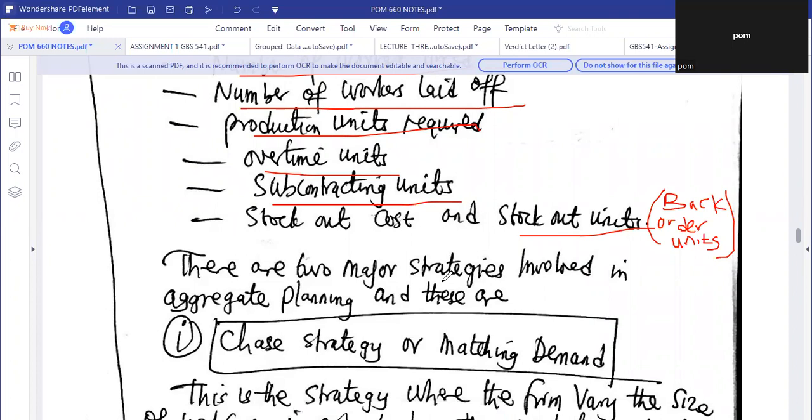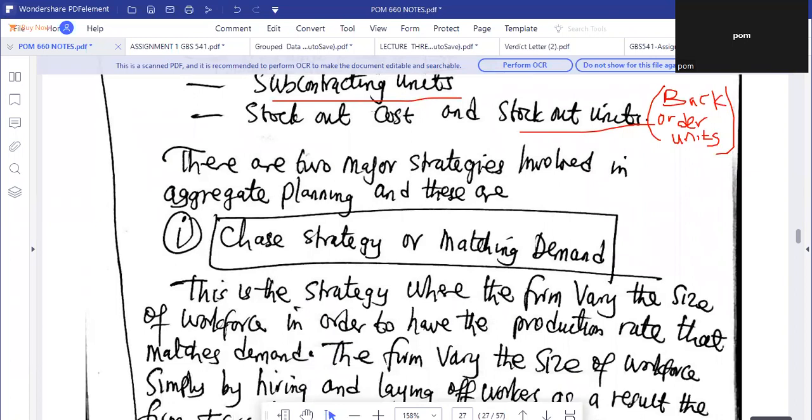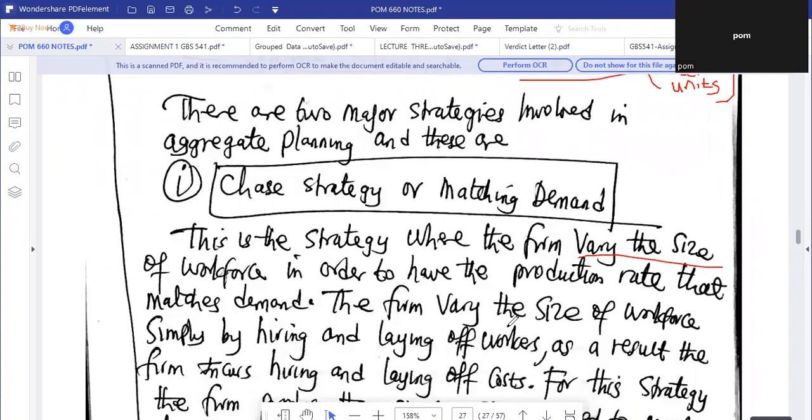All right, so we get into the first strategy, the chase strategy, or matching demand. Is everyone there? All right then. So chase strategy, or matching demand. We are talking about the chase strategy where the firm varies the size of its workforce in order to have a production rate that matches demand.